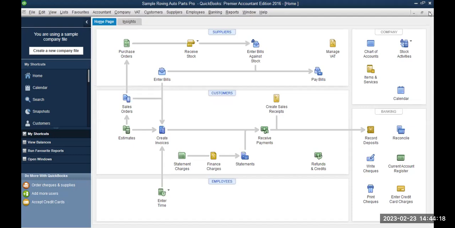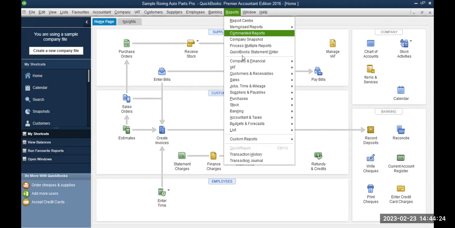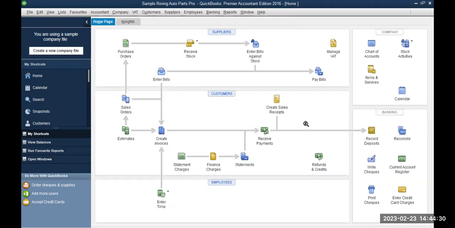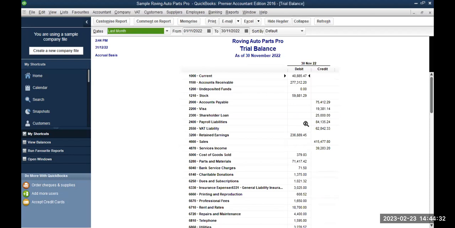So let's go to the financial reports. Of course, the beginning point for the financial reports is the trial balance. If you go to reports, under accountant and taxes, you see trial balance. With the trial balance, you always have to choose a period as well. In this case, it assumes this is for last month, according to the sample file we're using, but you can choose the period you want to look at.